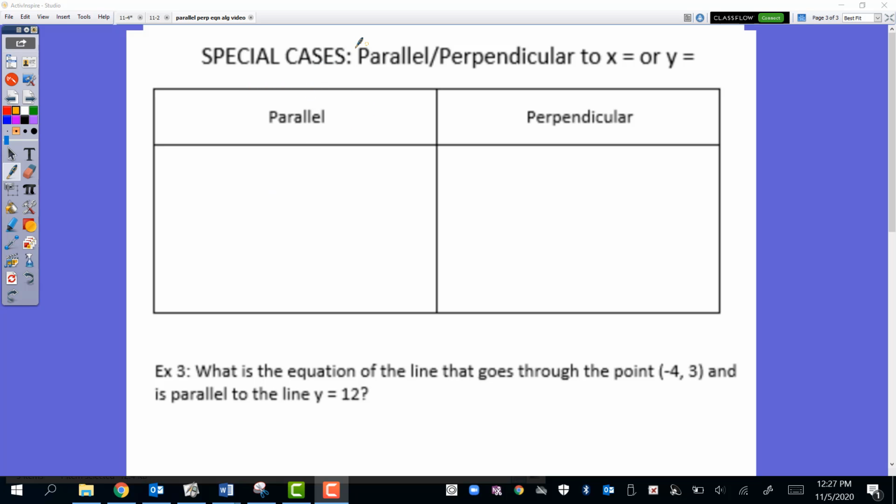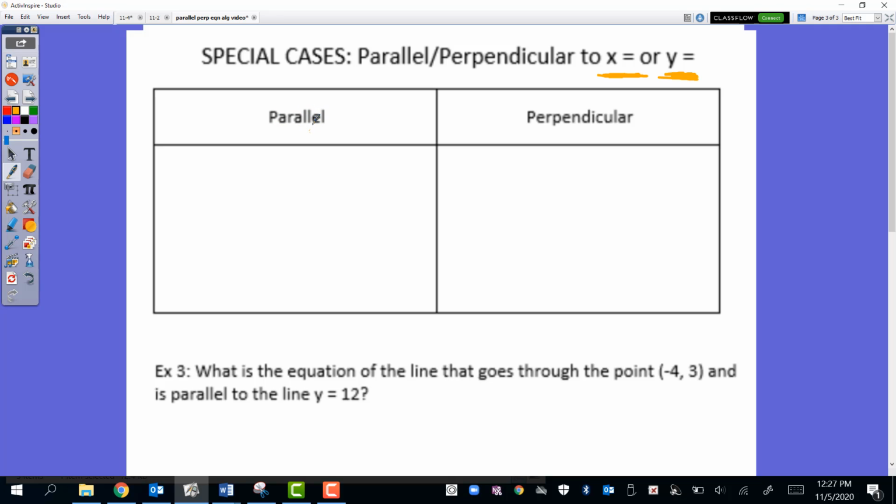Okay, so when I'm trying to write the equations parallel or perpendicular to my special equations, the x equals or the y equals just a number, it's a lot simpler than having to pick the same slope or pick the opposite flip and switch slope or whatever. So only when I am picking it parallel or perpendicular to special equations can I use this rule.